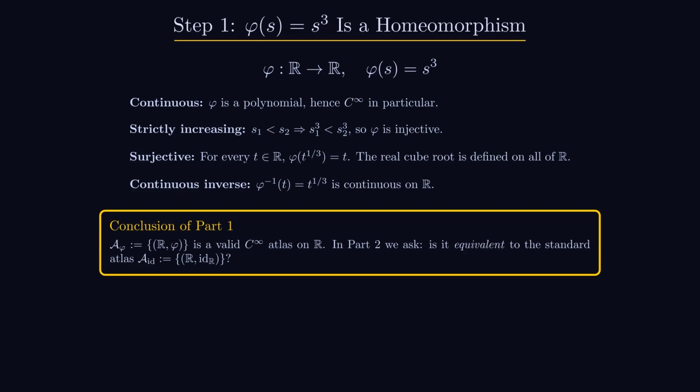By the single chart criterion, the atlas A phi, consisting of just the one chart R and phi, is a valid C-infinity atlas on R. Part 2 will ask whether this atlas is equivalent to the standard atlas AID, which uses the identity map as its single chart.